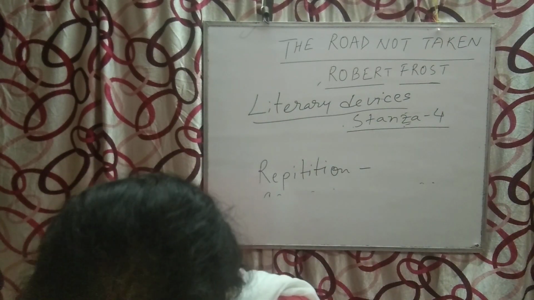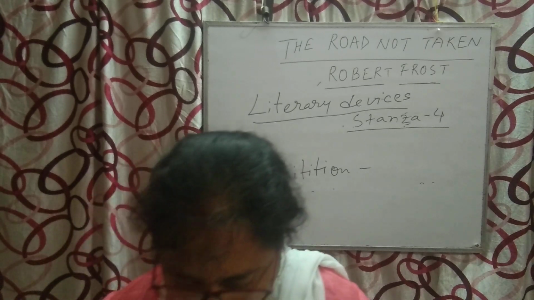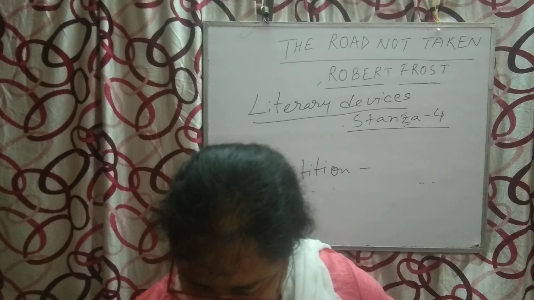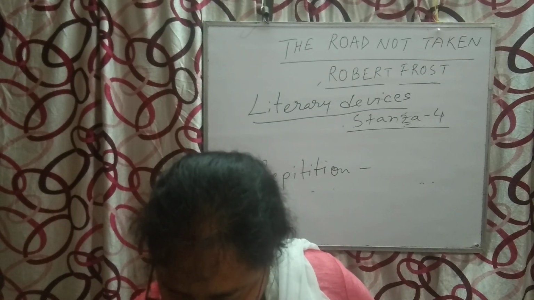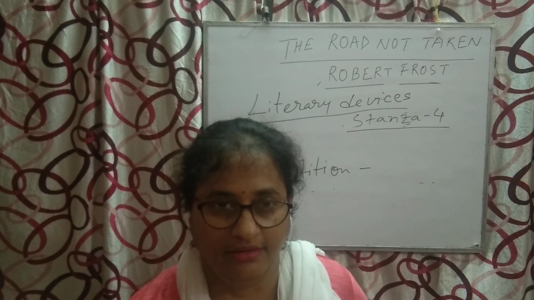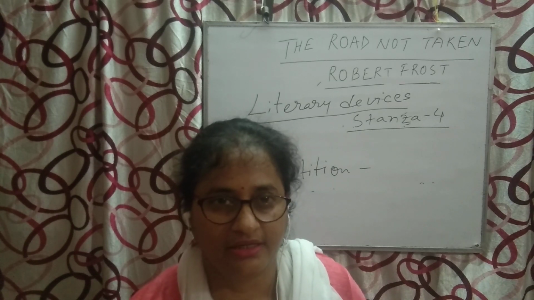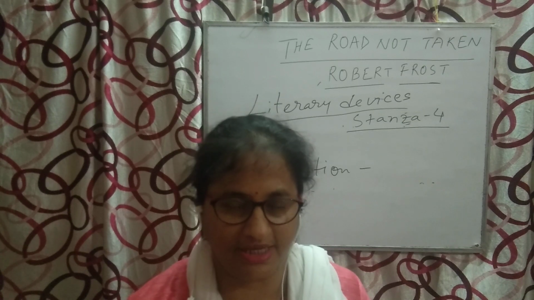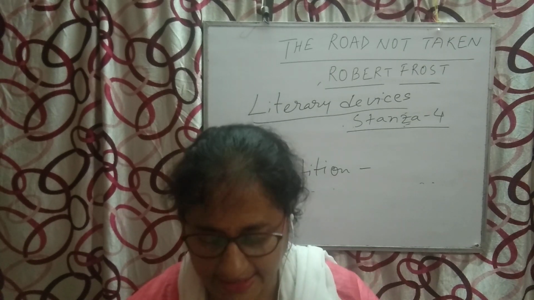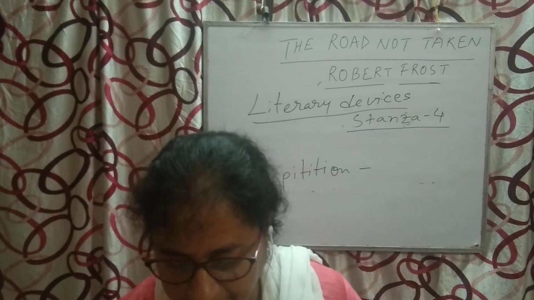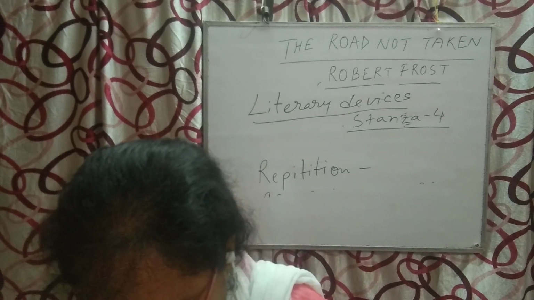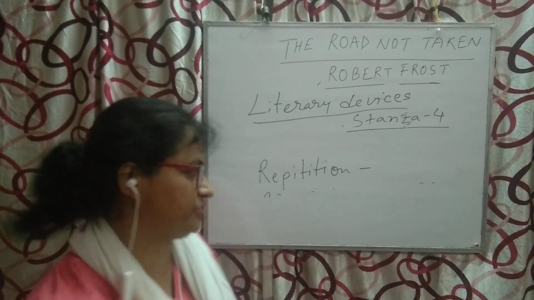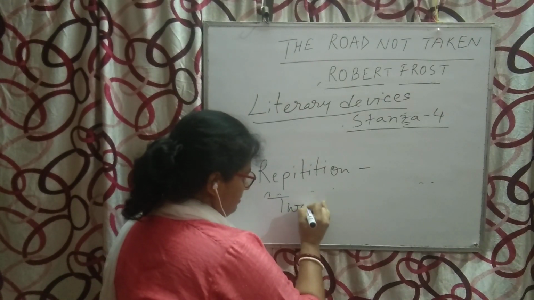Now see, in line number 1 it is written, "Two roads diverged in a yellow wood." The same thing is repeatedly used: "Two roads diverged in a wood, and I." Maybe "yellow" is not there, because it is linked to his life and "I" he used. But this line is repeatedly used. Why is it used? Because this is the main base. Here two roads, here two roads.